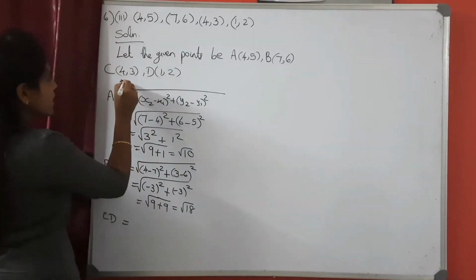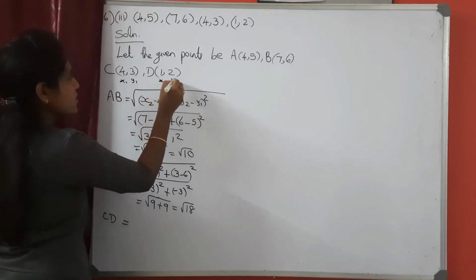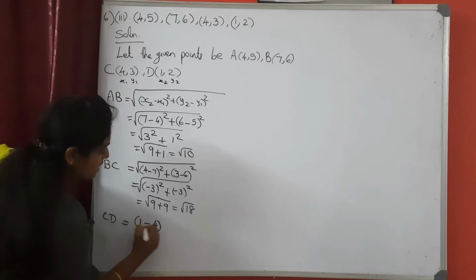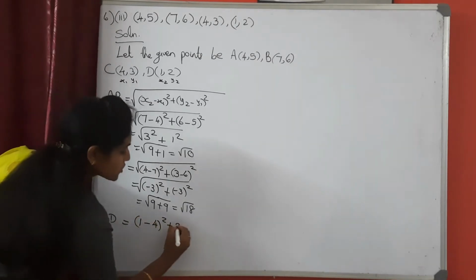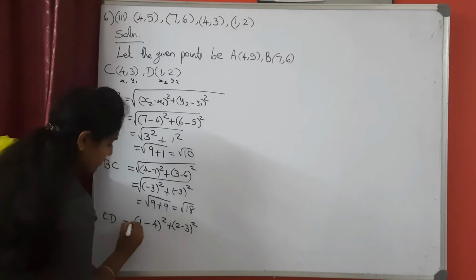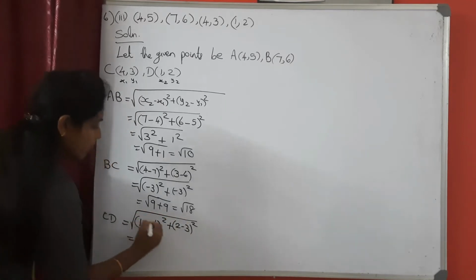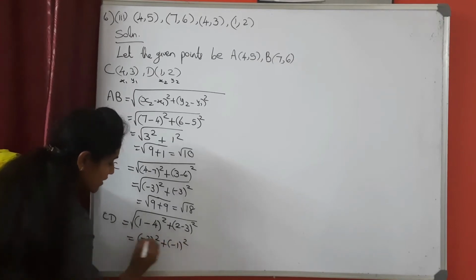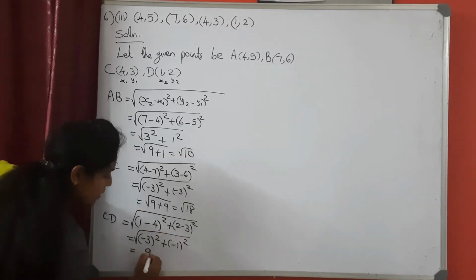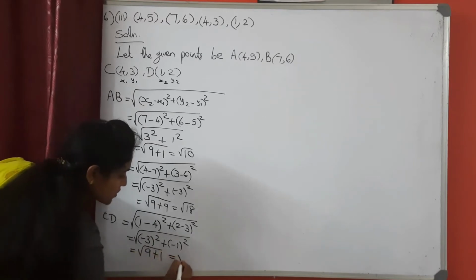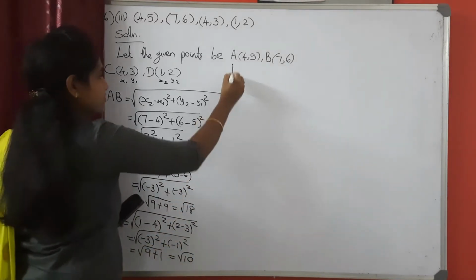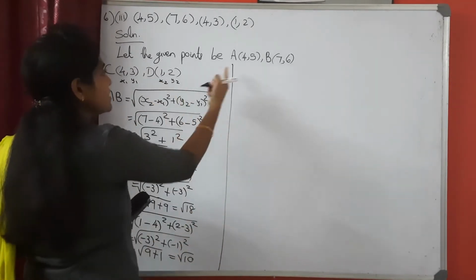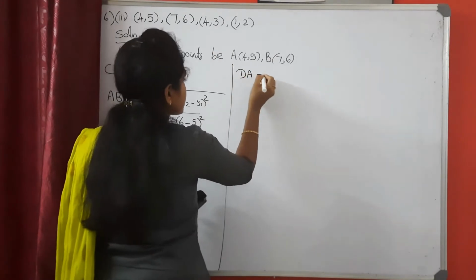Now this is x1, y1 and here x2, y2. So x2 minus x1: 1 minus 4 the whole square plus 2 minus 3 the whole square, equal to minus 3 squared plus minus 1 squared. 3 squared equals 9, 9 plus 1 equals root 10. So we got CD equal to root 10. Next we need to find DA.